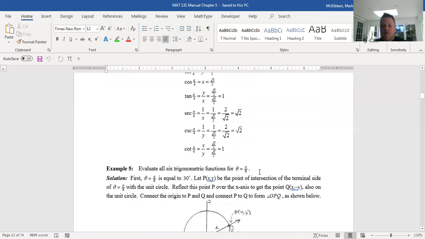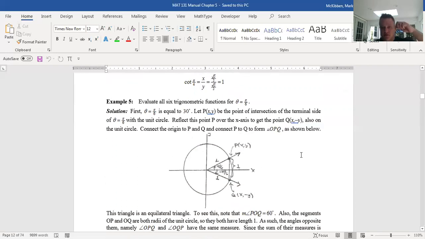Okay, let's try pi over 6. So this is the trickiest one of all of them. We're going to have to form an equilateral triangle. All right, so pi over 6 is 30 degrees. Okay, so we're going to draw that in. We know that guy's 30 degrees.